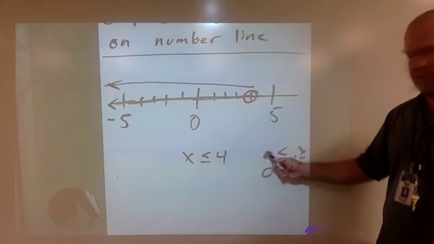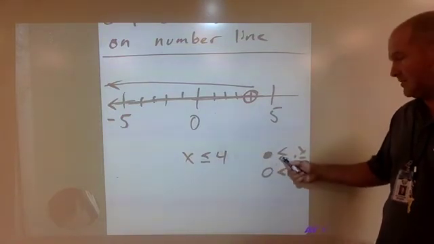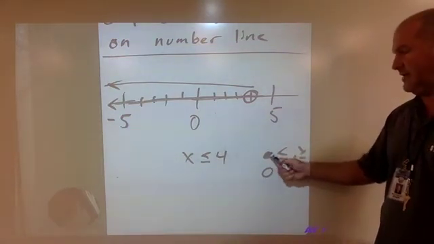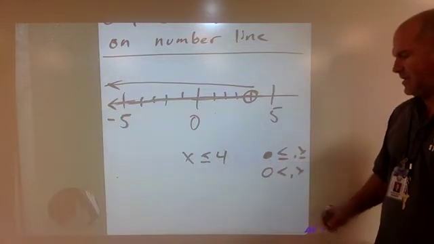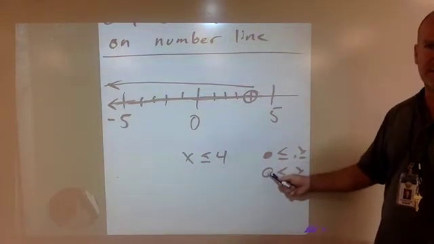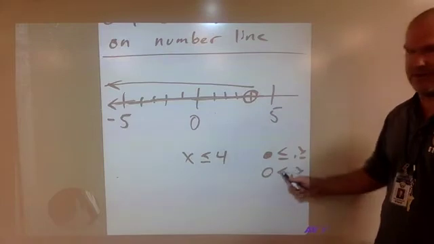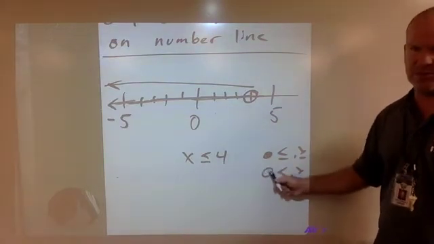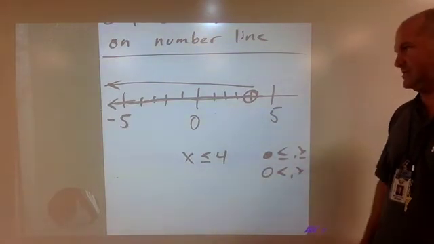If you want to include that number, meaning it can equal that number, then you put a dot. Then it includes that number. If you don't want to include that number, that means it's just less than or greater than. It's not equal to, then you put a circle. So that's how you do these problems.